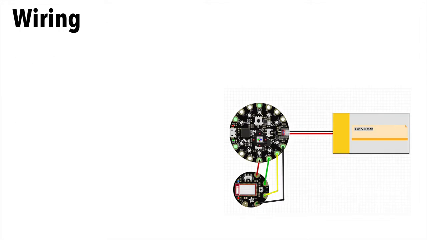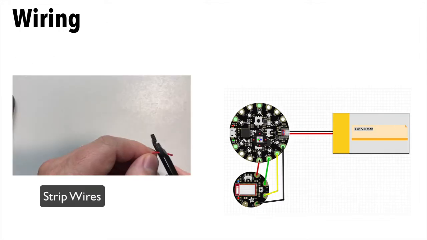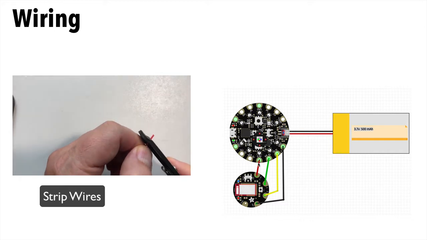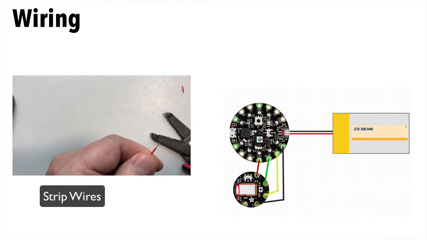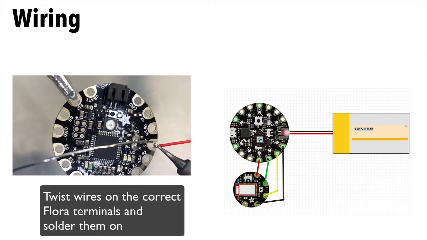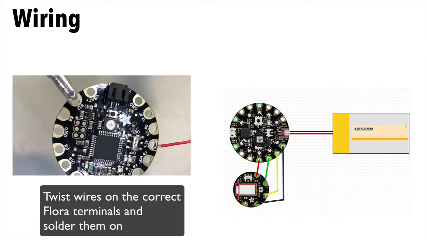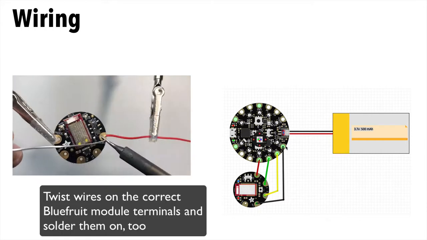Let's start off by wiring up the Flora to the Bluefruit module. You'll want to connect the 3.3 volt pad on the Flora to the 3.3 volt pad on the Bluefruit LE module. The RX on the Flora goes to the TX on the Bluefruit, and the TX on the Flora goes to the RX on the Bluefruit, and you'll want to connect ground to ground.